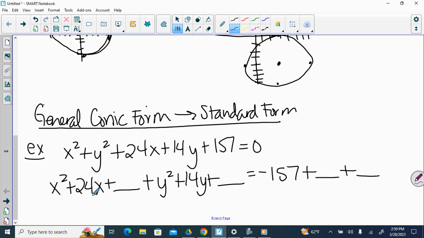When we complete the square, we take our b term, cut it in half, and then square it. So 24 cut in half is 12, and 12 squared is 144. If I add it here, I'm also going to add it over there. What I did to get that number is I took b, the part that's next to the x, cut it in half, and squared it. Do the same thing over here: 14 cut in half is 7, and I square that and get 49. And also add it over here.